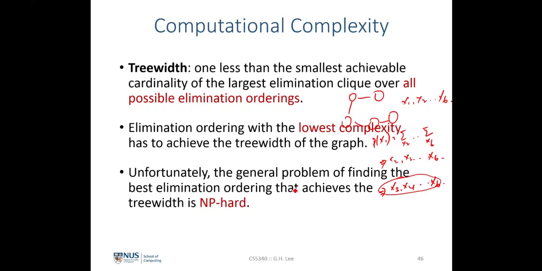Unfortunately, the general problem of finding the best elimination ordering, which is to find the tree width of any given graph, is NP hard, because what this means is that we have to exhaustively go through every single combination of the elimination order and find out what is the largest elimination clique over every one of these combinations of the elimination order, and this is NP hard.